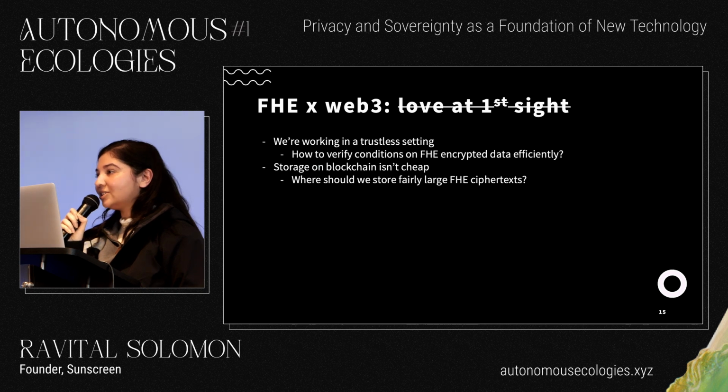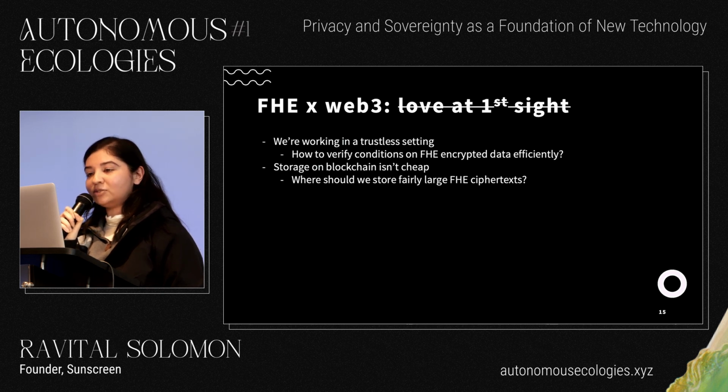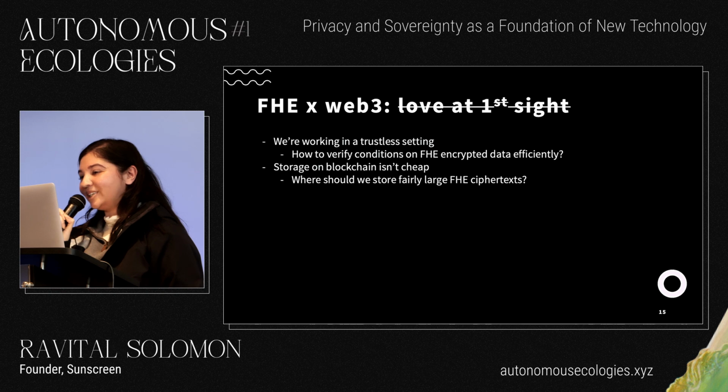The next problem has to do with storage. It turns out that FHE, although it can in theory be quite fast, is never space efficient. So for the sorts of applications you'd be interested in Web3, you're likely going to end up with ciphertexts that are tens of kilobytes to hundreds of kilobytes in size. Can you possibly store that directly on chain? Probably not. So where could you store them? That's kind of unclear.